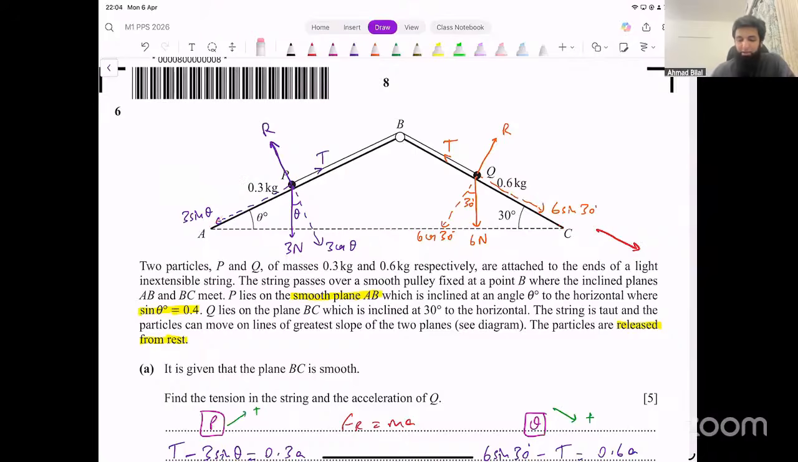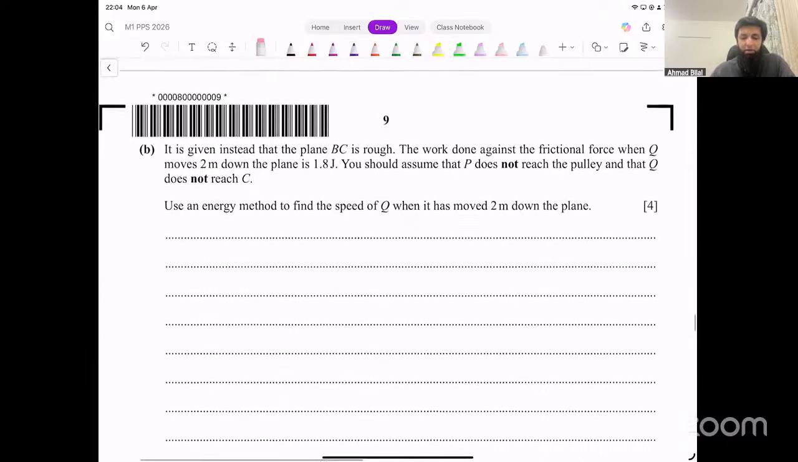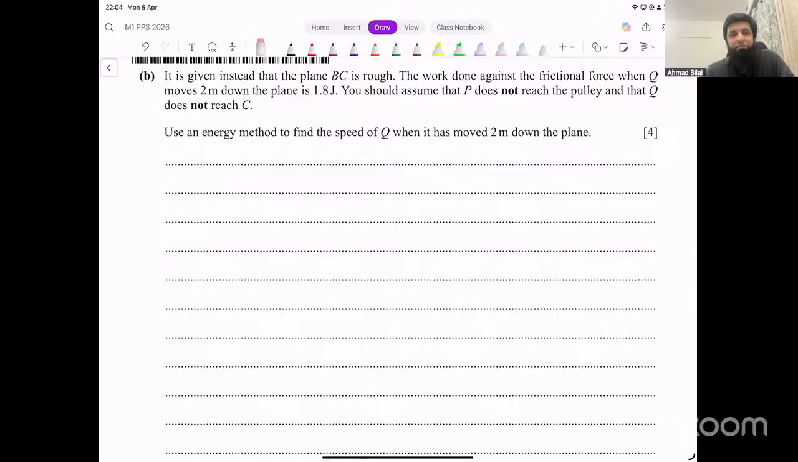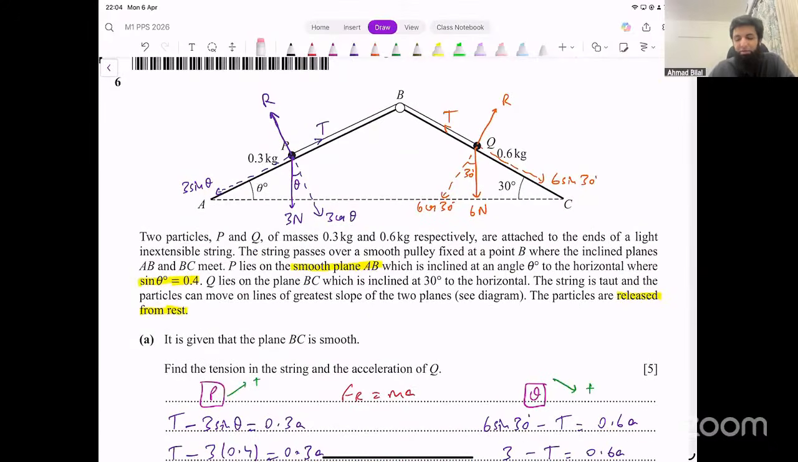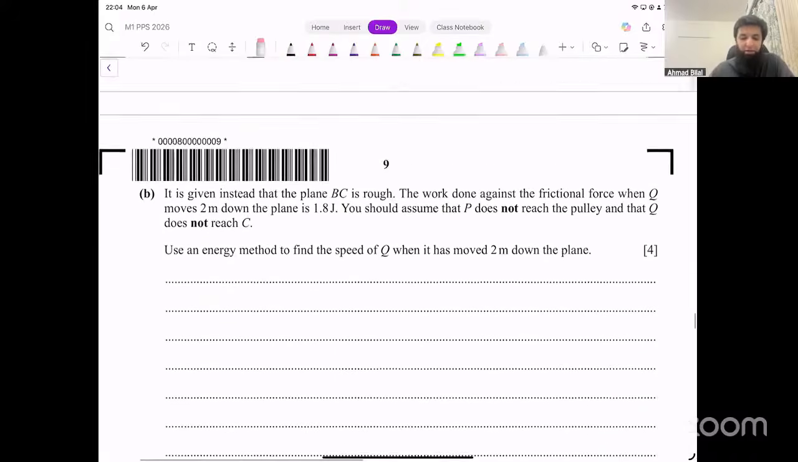All right. The first part was not that complicated. Let's look at the second part now. Now they're saying it's given instead. Whenever they say it's given instead, what that means is whatever we did in the first part is not applicable anymore. BC is rough now. The surface on the right side is rough. That means there's also friction now on the right side.